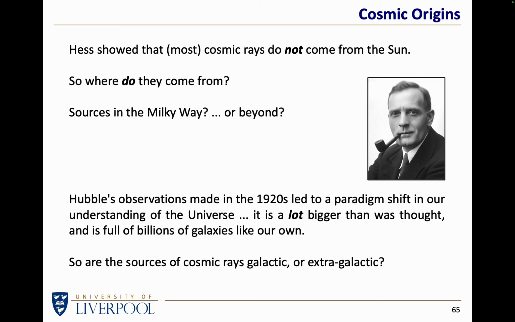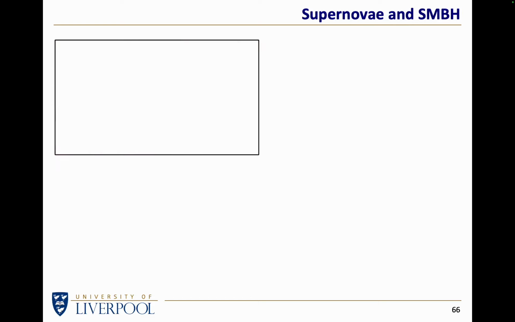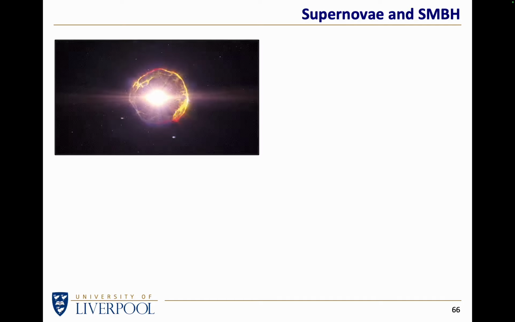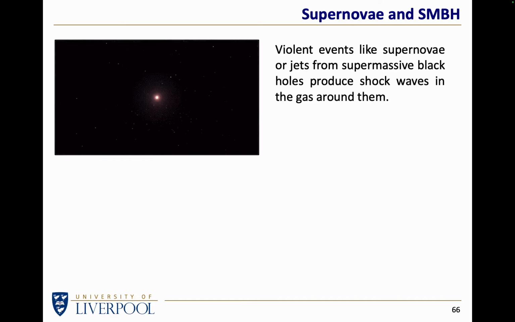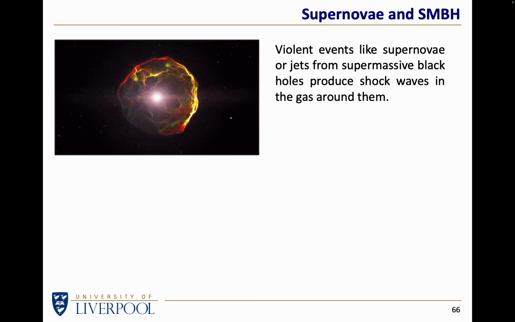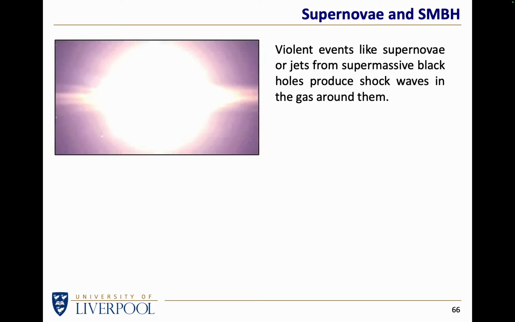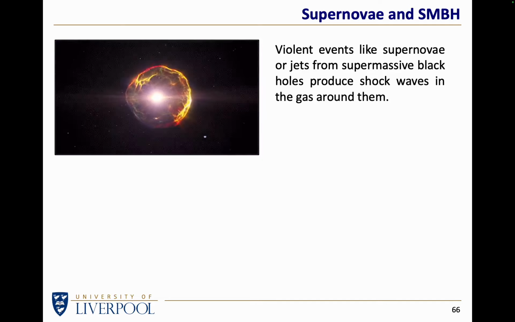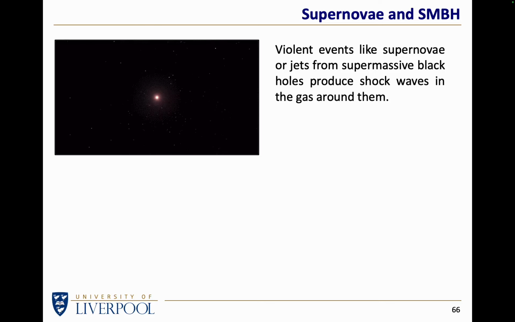So effectively, we can reformulate the question and say, are cosmic rays coming from galactic sources, i.e. within the Milky Way, or are they coming from extragalactic sources, i.e. other galaxies beyond the Milky Way? Well, we know there are very violent things out there, such as supernovae, which produce shock waves as they go off, and we know that there are jets coming from supermassive black holes at the center of galaxies. So we know that there are lots of ways in which you can generate shock waves.